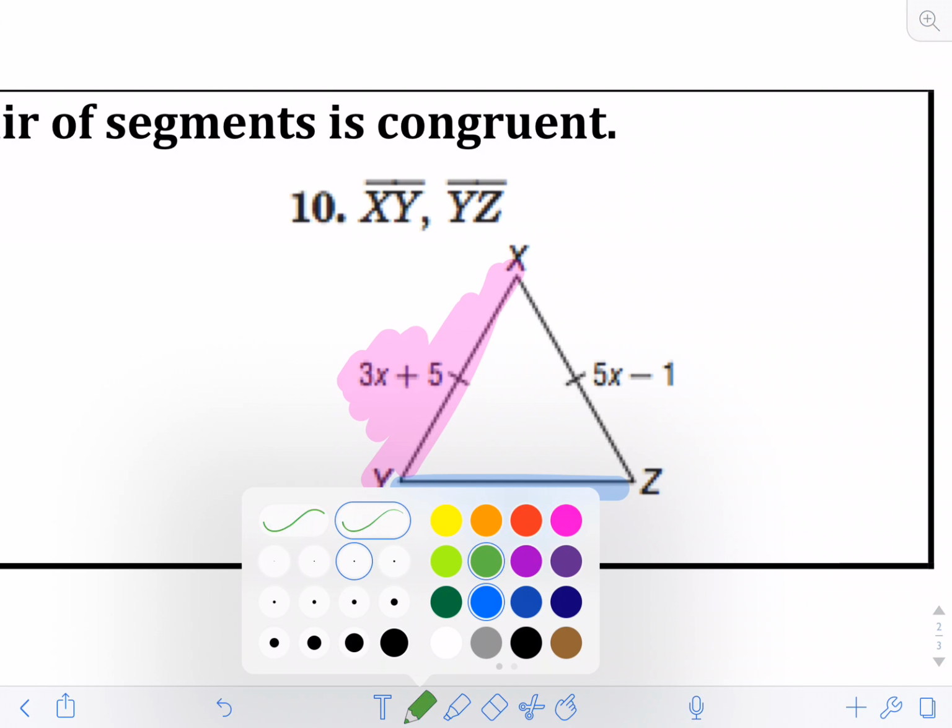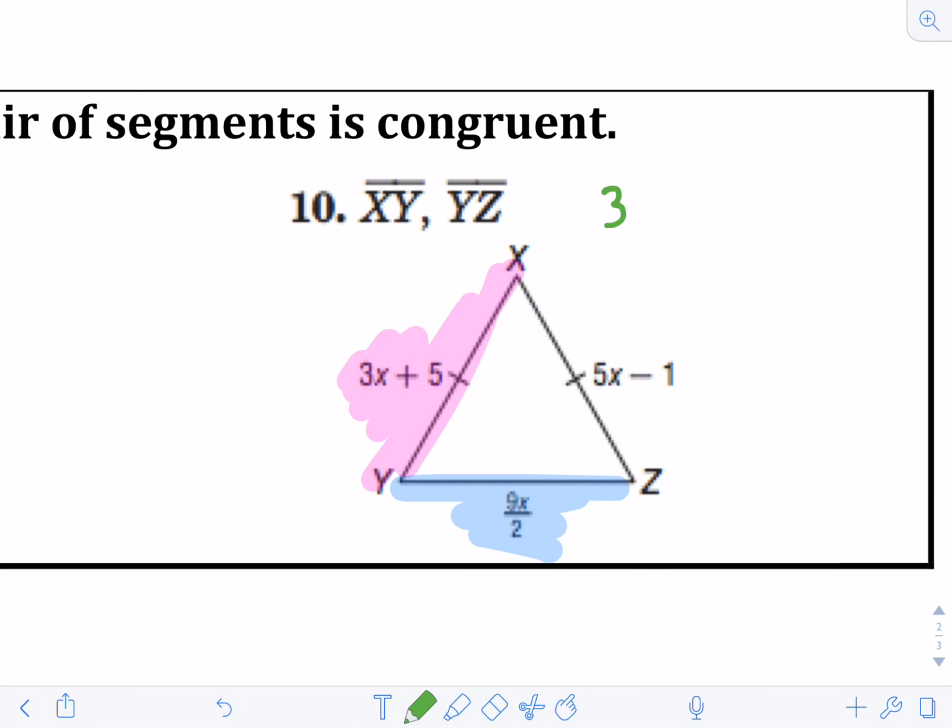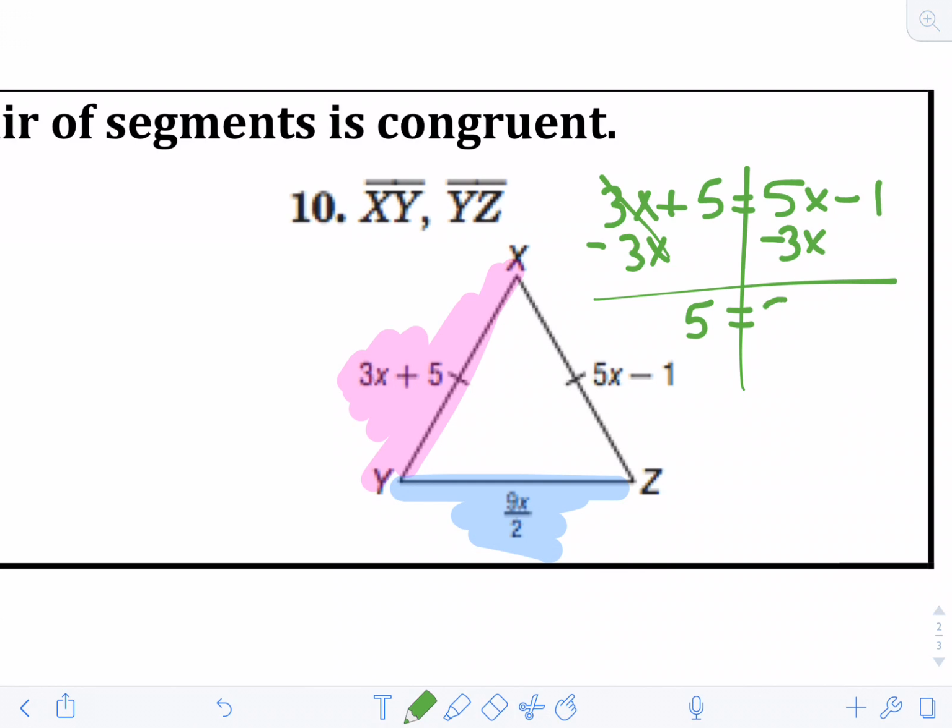To do that, we have to set these two pieces equal to each other. So 3x plus 5 is equal to 5x minus 1. All right, I can take my 3x away, move my smaller x, so I have 5 is equal to 2x minus 1. Add 1 on both sides, so that will give me 6 is equal to 2x, so x is equal to 3. Now, just because x equals 3 doesn't tell me anything.